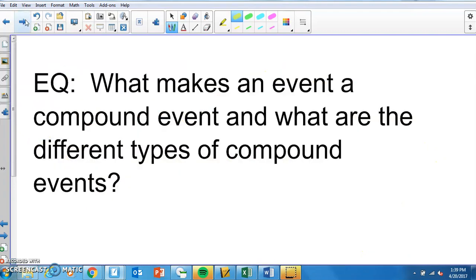Our central question, just like the previous video, don't get scared by how long the central question is. This again is a fairly easy concept. So our central question is, what makes an event a compound event, and what are the different types of compound events?